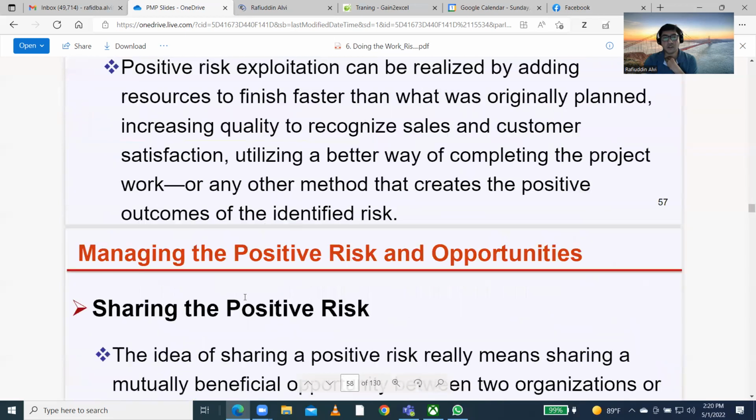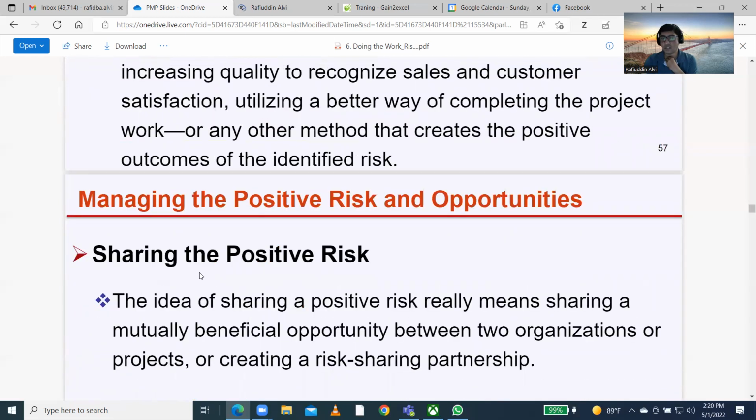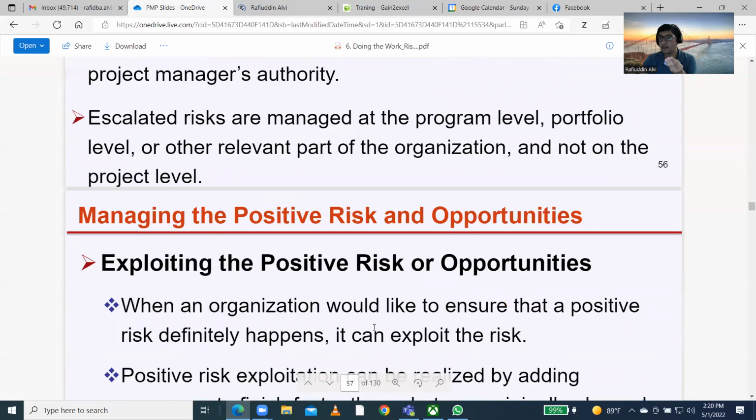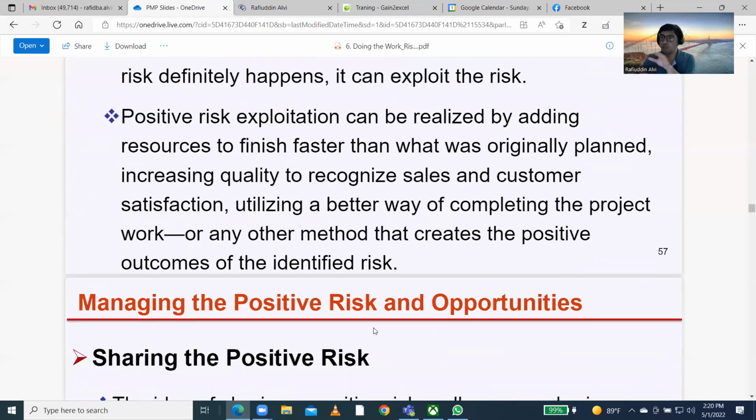Sometimes they'll ask you this one, for example, sharing the risk. Sharing means what will happen in sharing? You have a mutually beneficial appointee, meaning two organizations sharing the risk, right? So there is mutual understanding between them. That comes under sharing the risk. Sometimes they'll mix these in match the following. They will add mitigate, sharing, exploiting, escalate. So all these things you need to match accordingly.